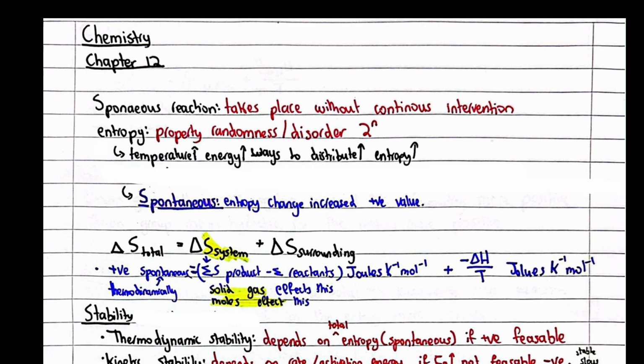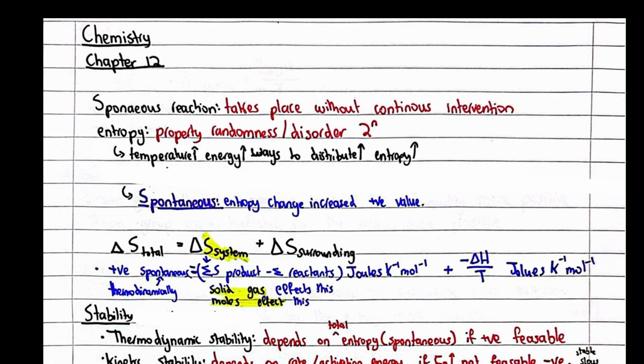What's entropy? The property of randomness or disorder, and it can be measured by 2 to the power of n, where n is the number of molecules. So, how does temperature affect entropy? As you increase the temperature, you increase the energy. And energy is in packets called quanta. So these quanta have more ways to distribute, thus more entropy, more disordered, more ways of distributing.